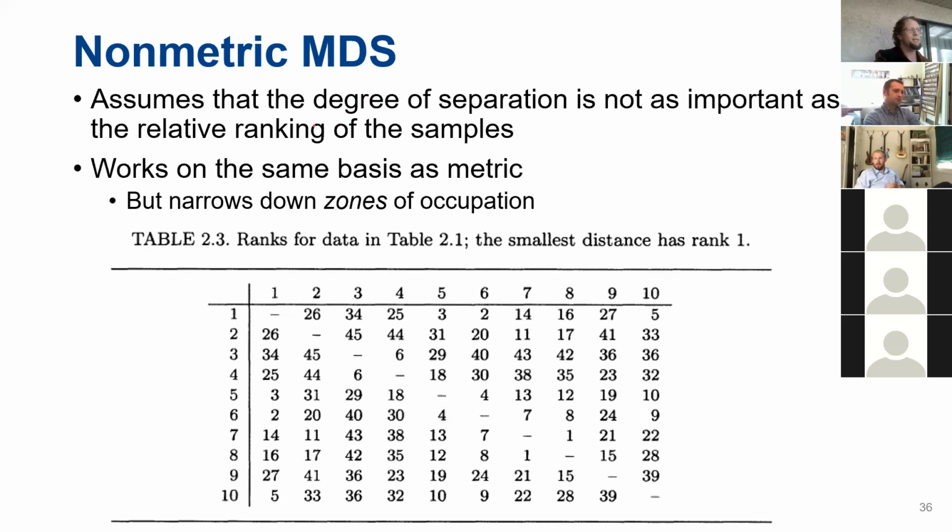Non-metric MDS basically assumes that the degree of separation is not as important as the relative ranking. So we're going to take those same distances that we had, and the smallest distance has a rank of 1. So we're just ordering them from smallest to largest, right? From the closest distance to the furthest distance. So 1, 2, 3, 4, etc.